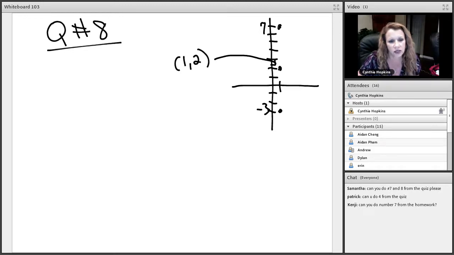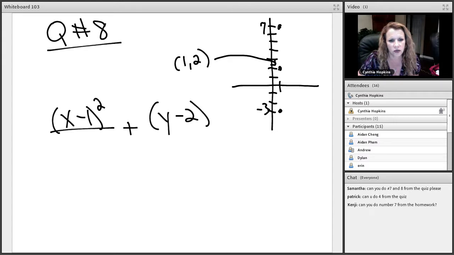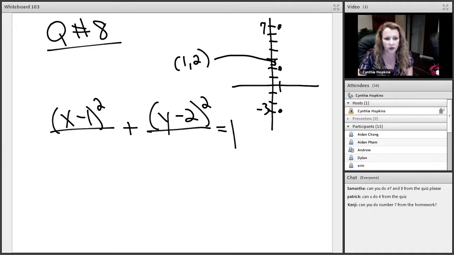All right, so actually just by knowing what the center is, I can start writing my equation. So I have (x minus 1) quantity squared, that's going to be divided by the x radius squared. Then I have a plus sign, (y minus 2) quantity squared, that's going to be over the y radius squared. And then my equation is going to equal 1. So all I need to do is figure out what my x radius and y radius are.